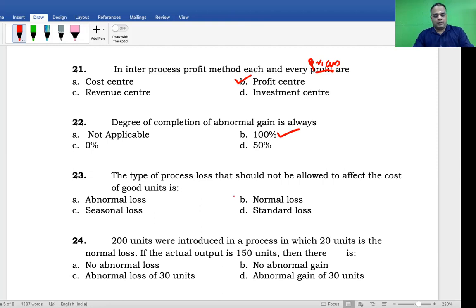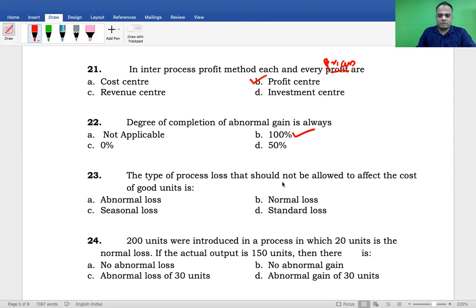Because of the abnormal loss, can you please tell me, will any impact be there with respect to cost per unit? No. So, what is the answer? Because that won't affect the cost that we have to transfer to costing P&L account. Therefore, what is the answer? Abnormal loss.